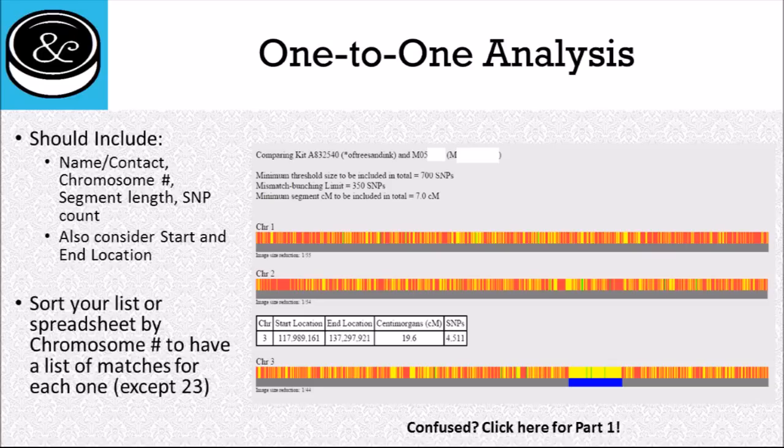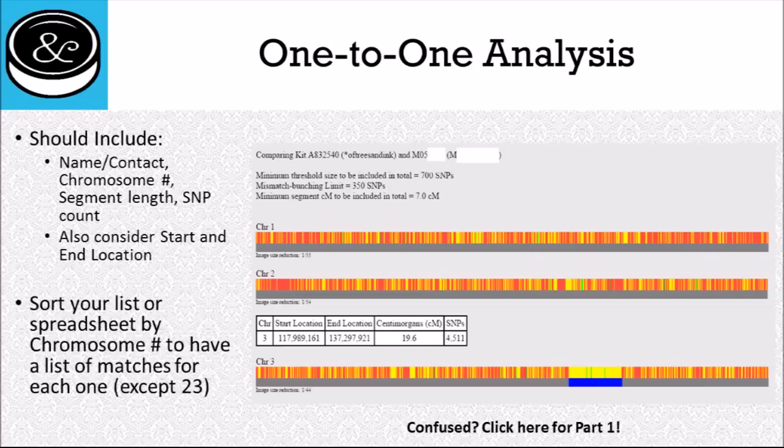The SNP count that you see right here basically is talking about the density of the genetic material that matches on this segment. And as you're matching, you're going to constantly be looking at these two numbers together, the centimorgans and the SNPs. But as you're working through your match list and you do these analyses for each individual person, there's some information that you should be recording in your spreadsheet.